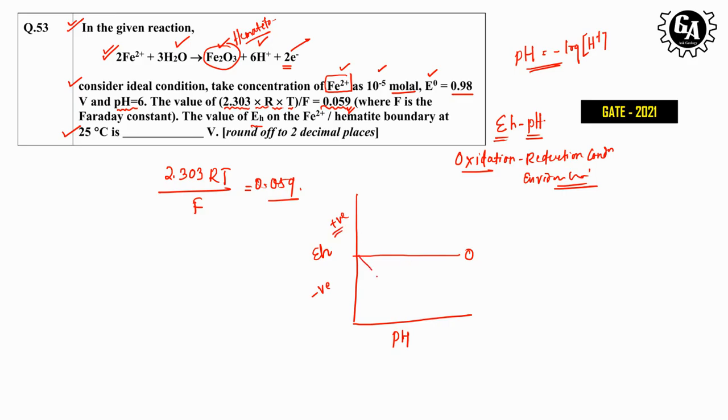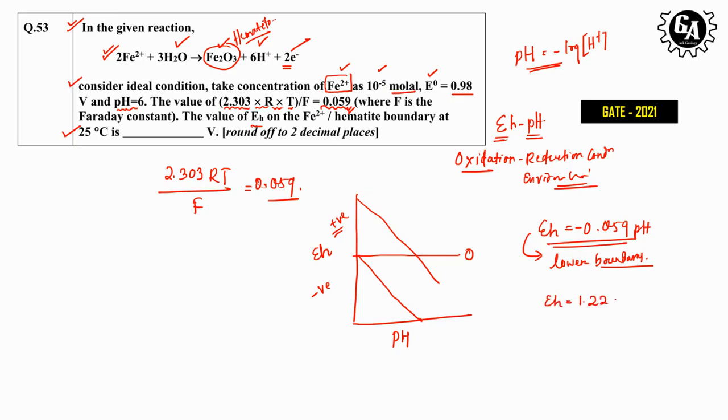All of you know we have two equations like this, isn't it? The equation is Eh equal to 0 minus 0.059 pH. This is actually for the lower boundary. And what will be for the upper boundary? For the upper boundary, Eh is equal to 1.22 minus 0.059 pH, or someone says 1.23 minus 0.059 pH.